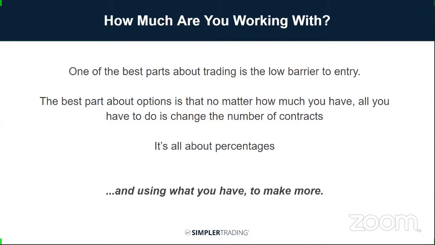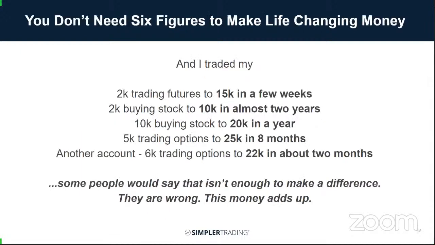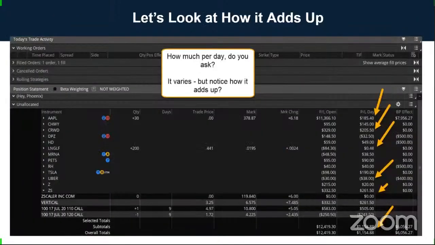So let's talk about how much you're working with. Now, one of my favorite parts about options trading is the fact that it has such a low barrier to entry, all right? That's why I wanted to get into it to begin with. For me, these are different size accounts that I've started. $2,000 trading futures, and I traded it up to 15K. 2K buying stock, traded it up to 10K. 10K buying stock, traded up to 20K. And I can actually update these at this point. 6K up to 31K.